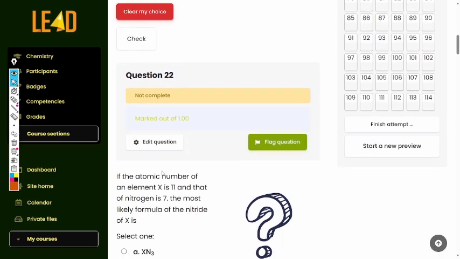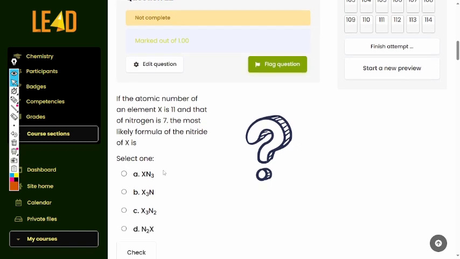Question 22. If the atomic number of an element X is 11 and that of nitrogen is 7, the most likely formula of the nitride is... Okay, so let's figure that out. The atomic number of X is 11 and that of nitrogen is 7. So first off, the configuration for X would be 2, 8, and 1. So it has 1 electron on the outermost shell. So it will lose this 1 electron to form a +1 ion.